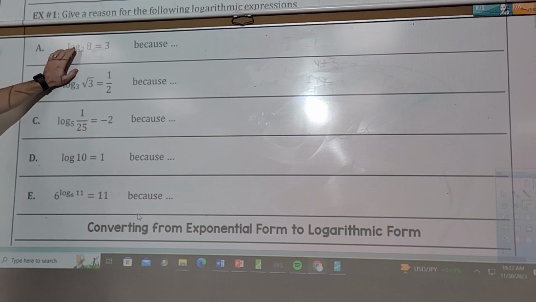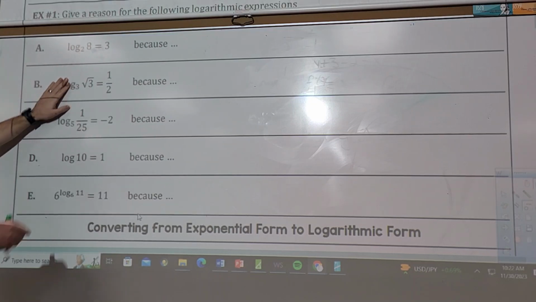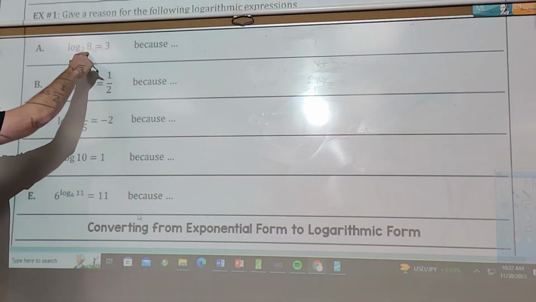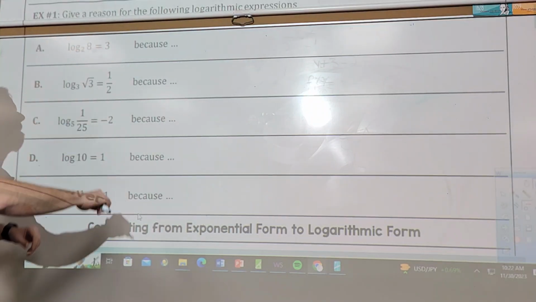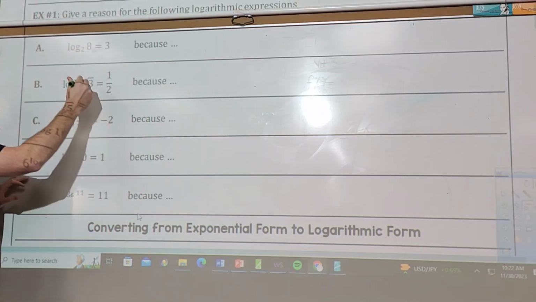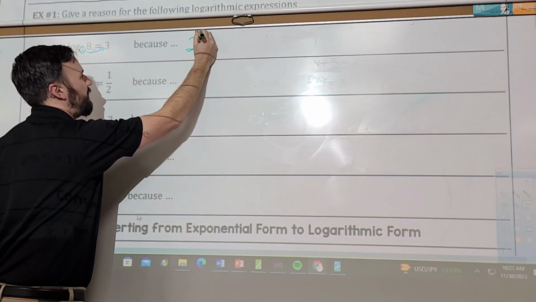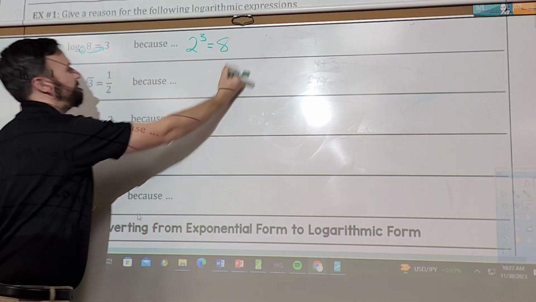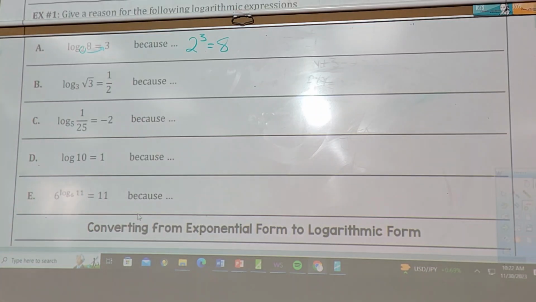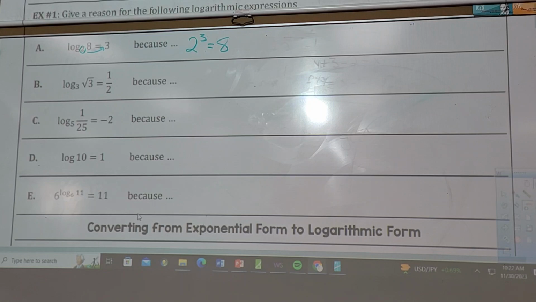All right. We need to give a reason. Why does log base 2 of 8 equal 3? Because, perfect, 2 to the third power equals 8. Yep. It is true. Like I said, it's always fuzzy at first.